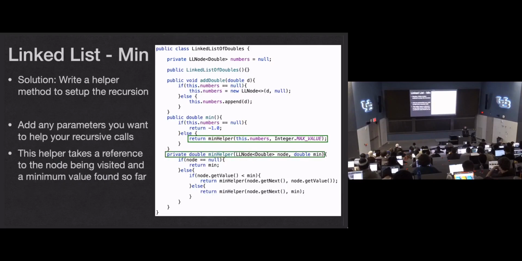So what we're going to do is create a helper method that's going to have the values we want. The node we're currently visiting, a reference to the node we're currently visiting, and the min value we found so far after visiting all the nodes up to this point. And then we're going to call that helper method with the initial values we want, this.numbers, so the head of the linked list, as long as it's not null, and Integer.MAX_VALUE. I like initializing my mins to this. Max value is the largest positive value that can be stored in an integer, so I know it's not going to mess up with my min calculations.